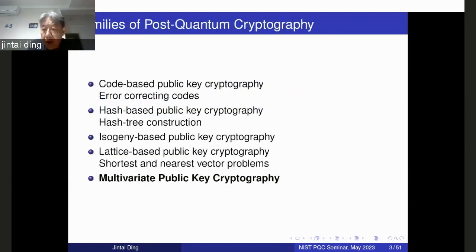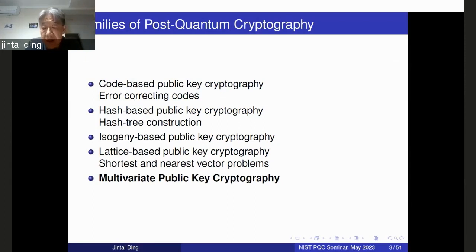As we all know, the topic should be categorized in the family of post-quantum cryptosystems. There are 5 main families of post-quantum cryptosystems. They are code-based public key cryptography using error correcting codes; hash-based public key cryptography for signatures, which is a hash tree construction; isogeny-based public key cryptography using isogenies of elliptic curves; and lattice-based public key cryptography using lattices, where the hard problem is the shortest or nearest vector problem. So today, my talk is about multivariate public key cryptography.